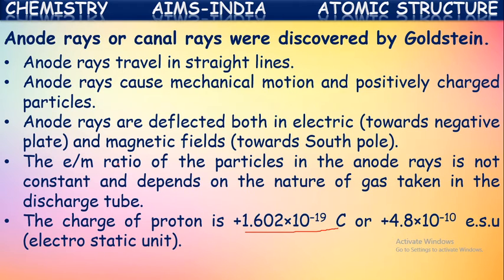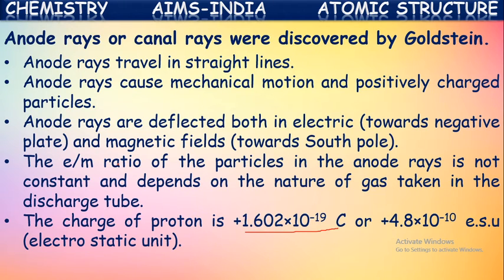So the point is, all the cathode rays can be considered as electrons, but all the anode rays or canal rays will not come under protons. Anode rays or canal rays are nothing but positively charged ions produced from a gas when high voltage current is passed into a discharge tube. Out of these anode rays, the smallest positive ions produced are called protons. So the smallest particles of anode rays or canal rays are called protons.